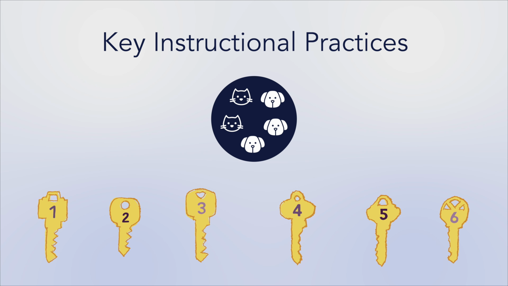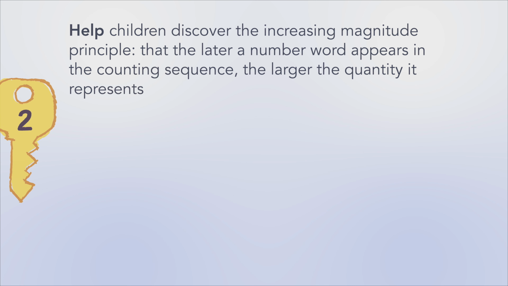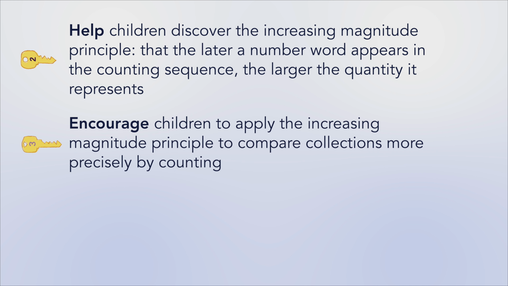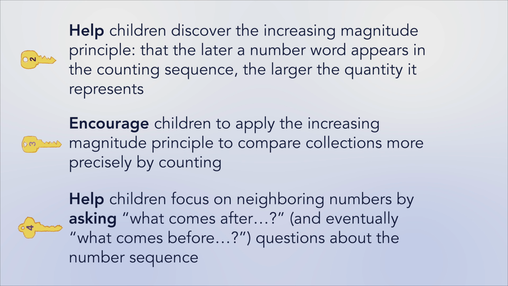This activity provides the opportunity to use the following key instructional practices for comparing and labeling magnitudes. Help children discover the increasing magnitude principle, that the later a number word appears in the counting sequence, the larger the quantity it represents. Encourage children to apply the increasing magnitude principle to compare collections more precisely by counting. Help children focus on neighboring numbers by asking, what comes after? And eventually, what comes before? Questions about the number sequence.